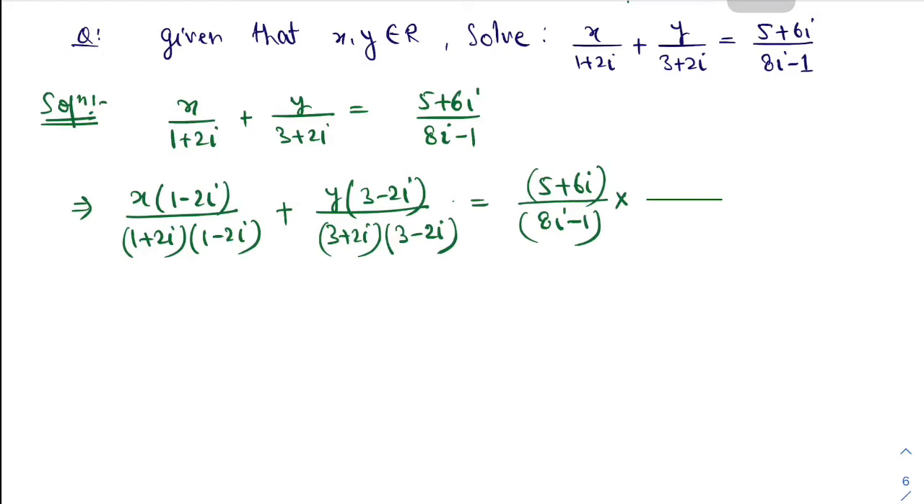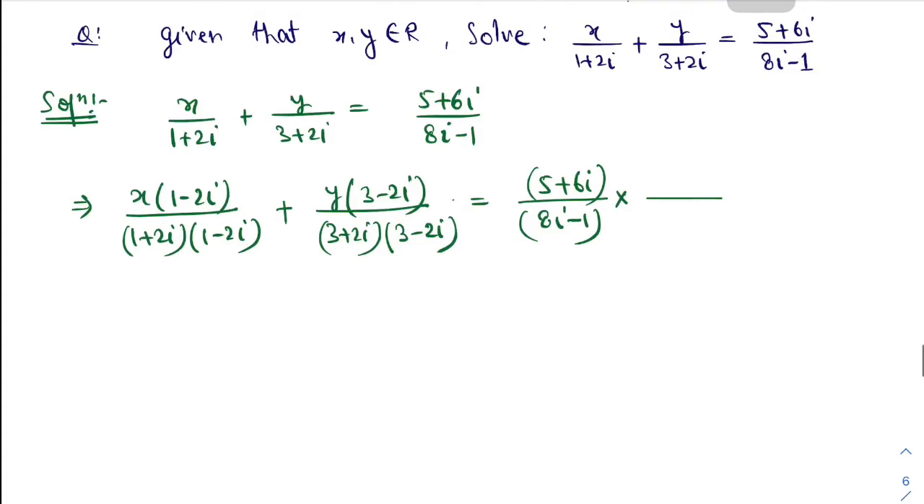you have to change the sign of iota. Remember here 8 iota is written first, right? So minus 8 iota minus 1 will be the conjugate. You have to change the sign of iota only.